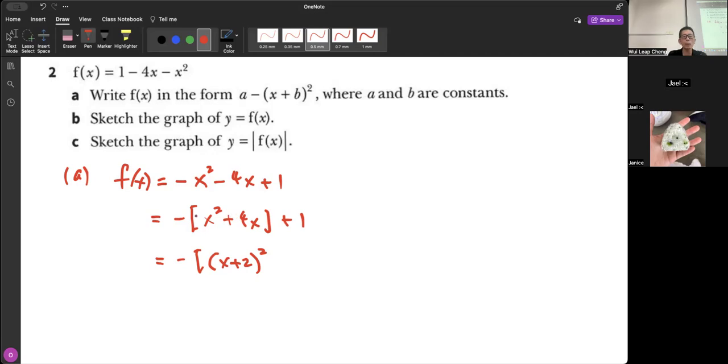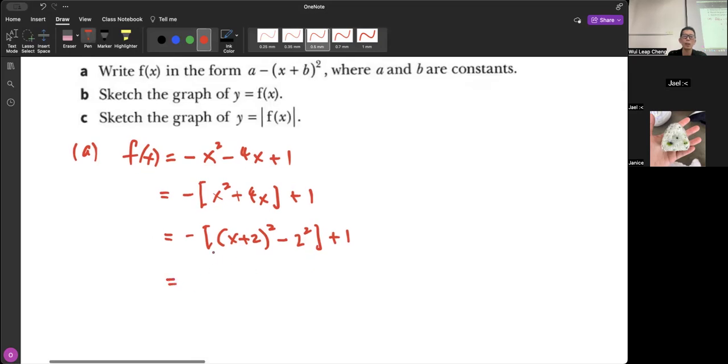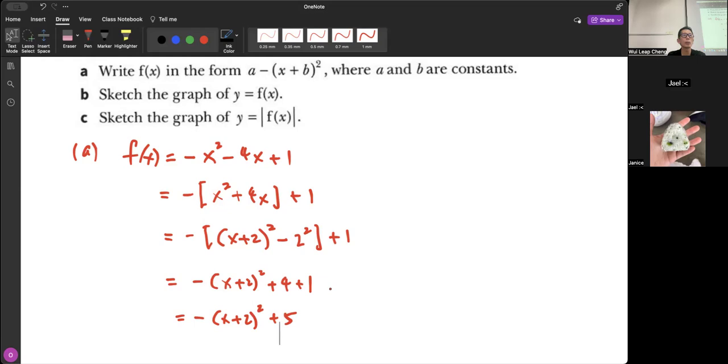What does it mean? Factorization. I'm just taking out the negative. When you take out the negative, this one no more negative, this one is negative, you have to change to positive. Then you have to minus 2 square. So this is 1/9. After that, remove the bracket. Negative times negative is positive 4 plus 1. Is it correct? At the end, it will give you 5. Any problem with this? No problem.